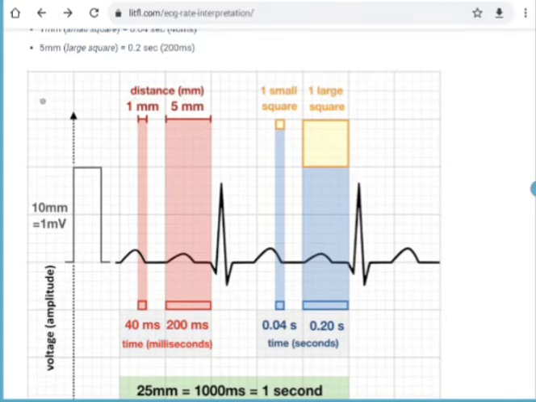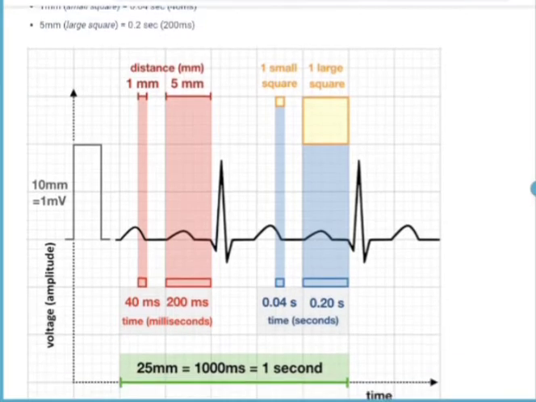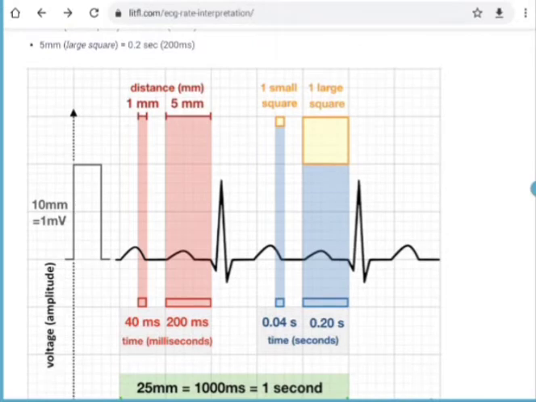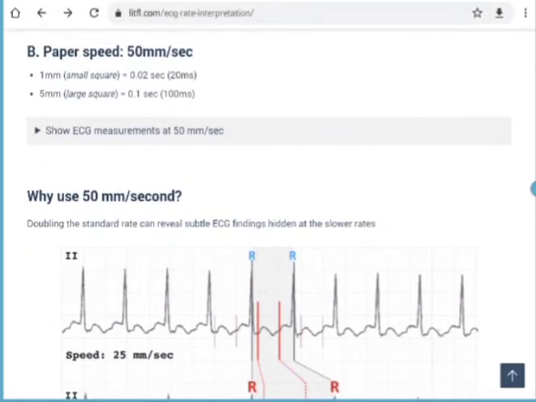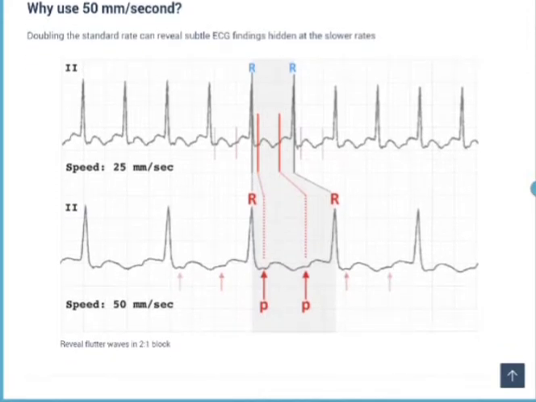So then ECG will be covering 50 millimeters in 1 second. In other words, 1 second will be a recording of 10 large boxes or 50 small boxes, right? So how do we use it? Okay, here is a perfect example.